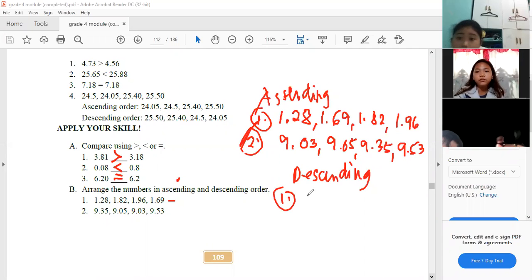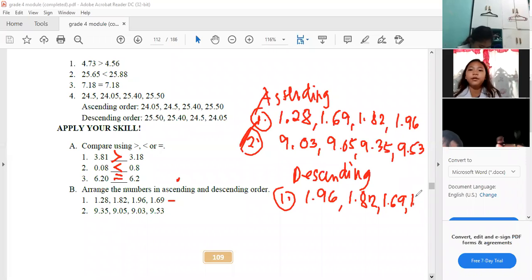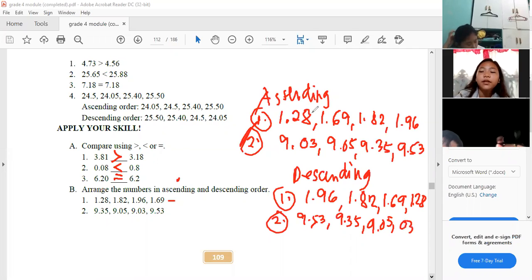Okay, so sa descending, number 1, we have 1.96, 1.82, 1.69 and 1.28. Okay, how about number 2? 9.53, 9.35, 9.05 and 9.03. Okay. Kuha na? Yes po, sir. Okay. So, are we clear? Do you have question still?